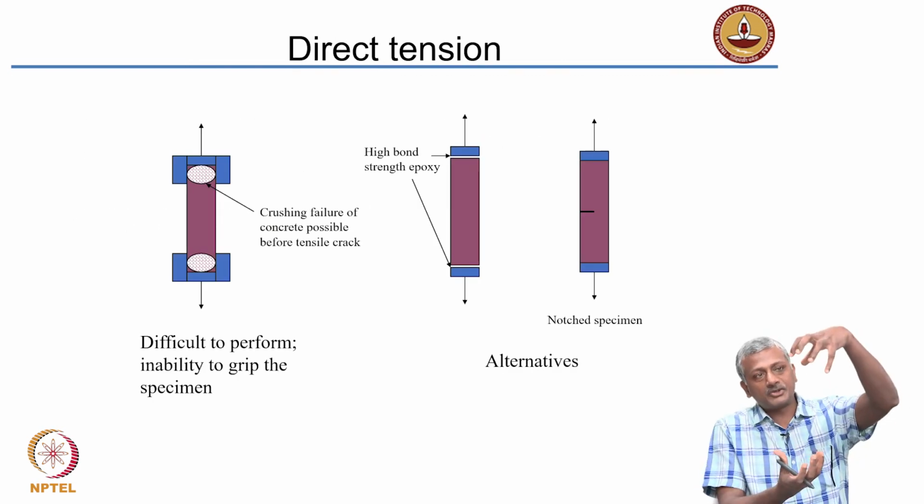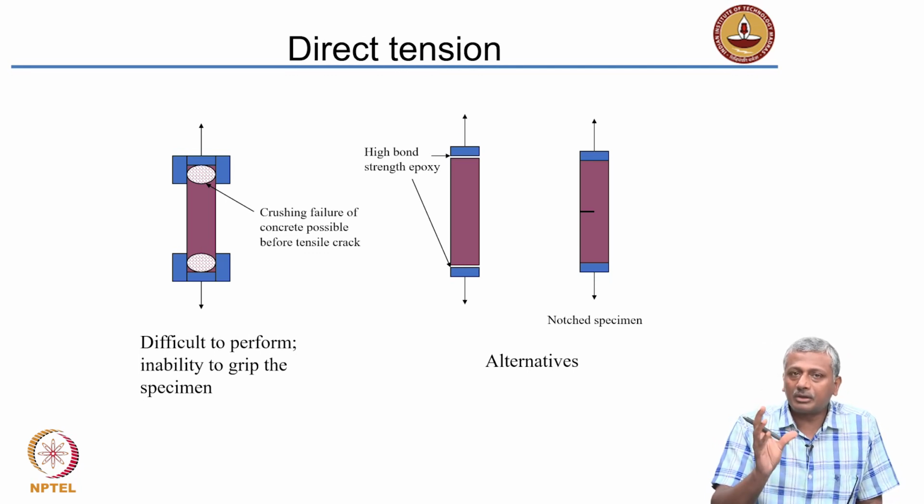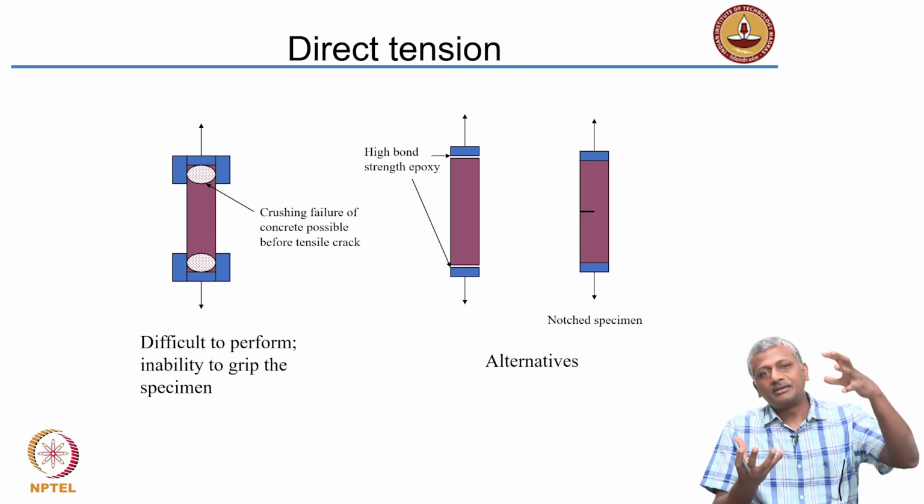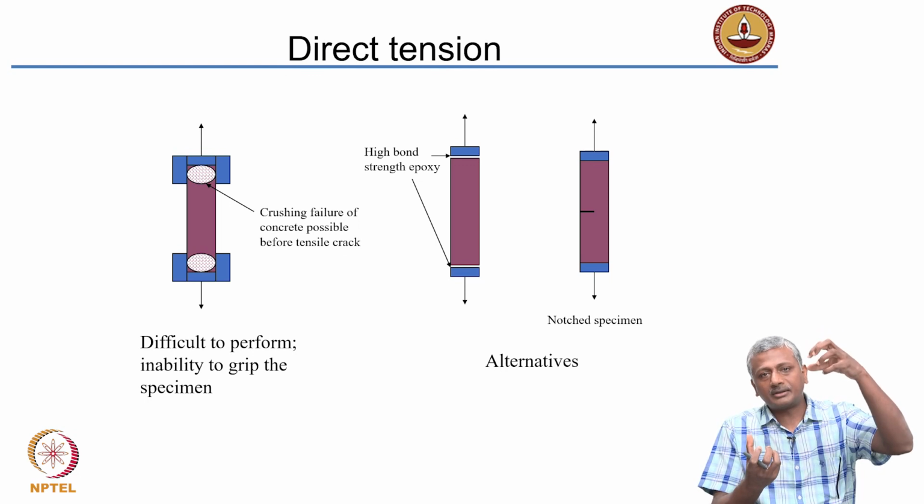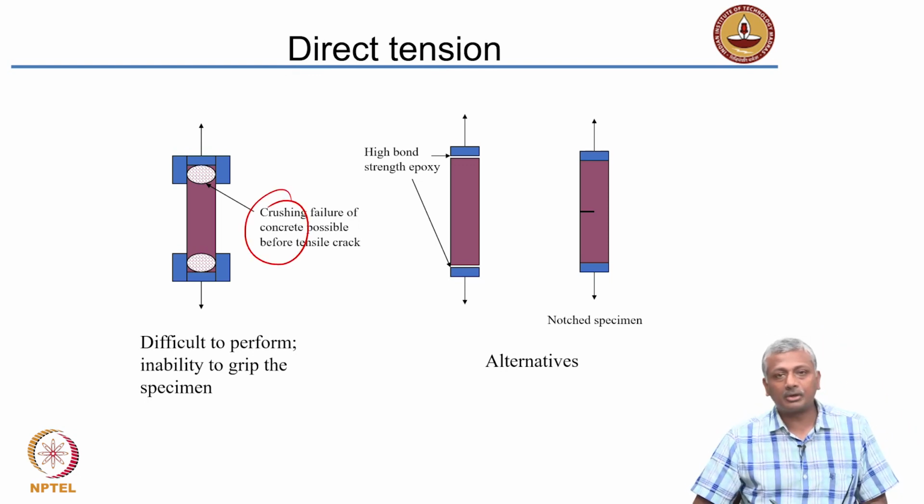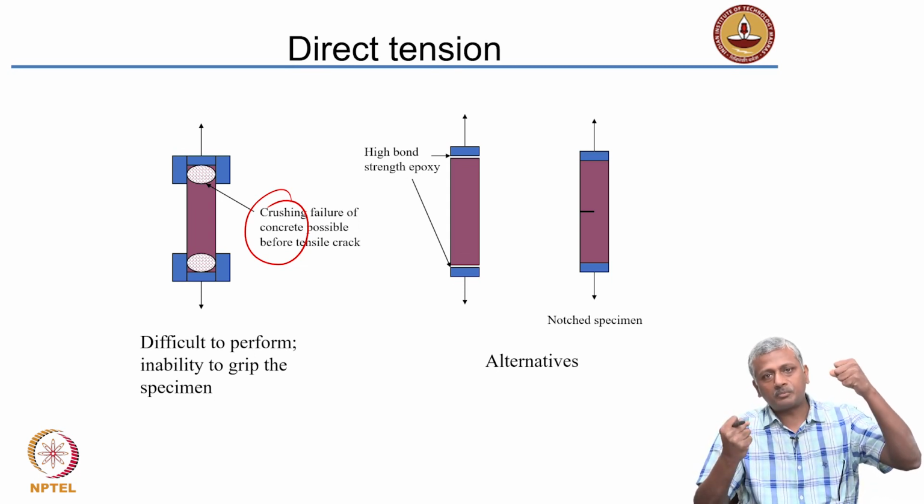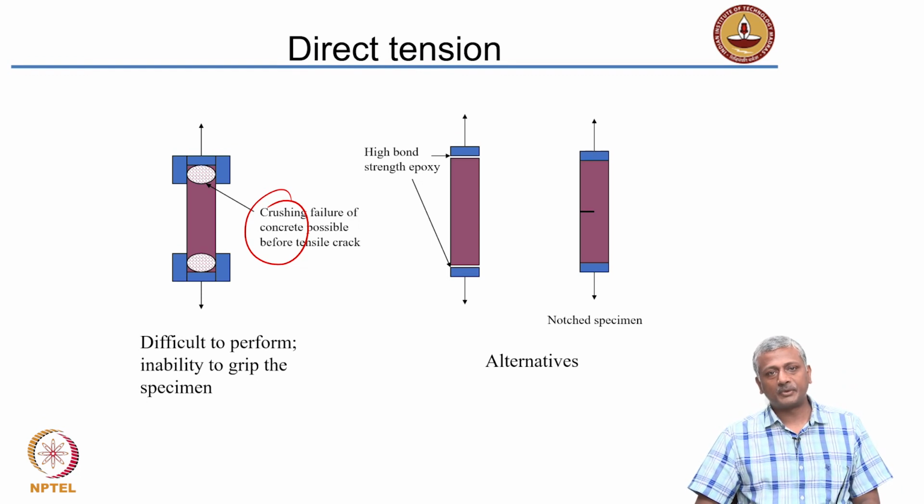As I said, direct tension means you are simply holding the concrete and pulling it apart. But if the concrete specimen is large, the amount of pressure that you need to put to hold it together at the ends may sometimes cause crushing of the concrete at the ends. Your concrete at the ends may just crush because you are putting too much pressure to hold the specimen. Okay. Now, because of that, people try to adopt other means.